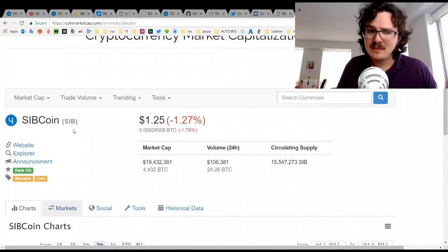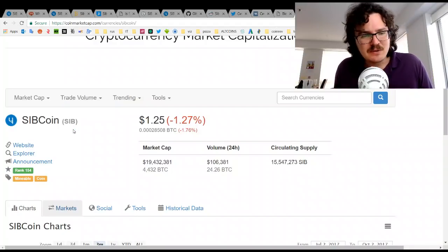Maybe it will explode. Maybe it will, but I think they need to get some more projects coming out before we see any kind of a real big explosion on Sibcoin.